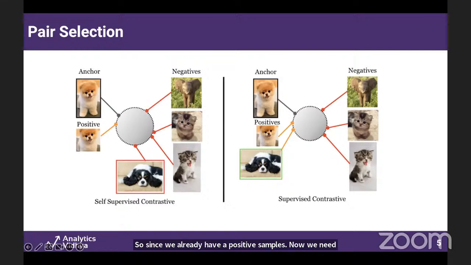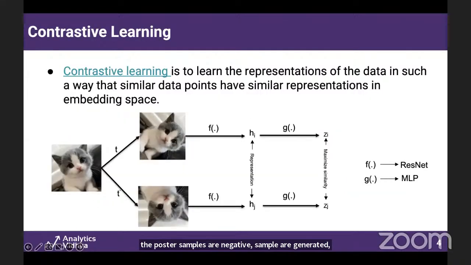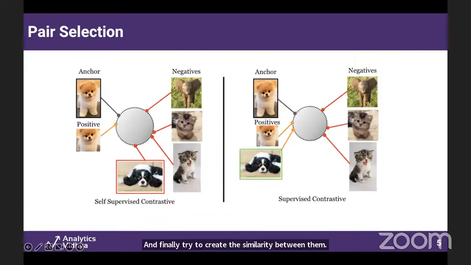We don't have the label information, so we will be randomly selecting images from the batch we have, and we will consider them negative samples. Once the positive and negative samples are generated, we will perform the same procedure that we have seen. We'll pass those pairs to the ResNet and MLP, and finally try to create similarity between them. We will try to increase similarity between the similar images. During that process, we will end up creating a representation for each and every image we have in a batch, and this process will be done for each and every batch we have.